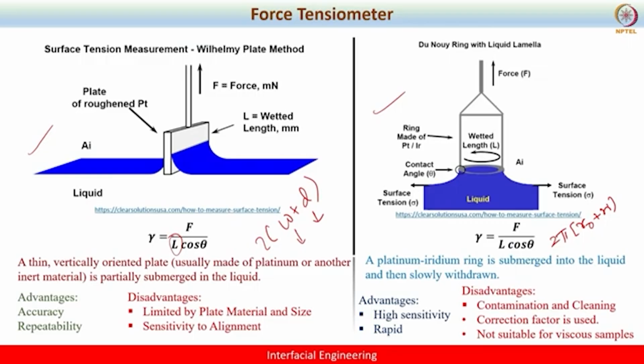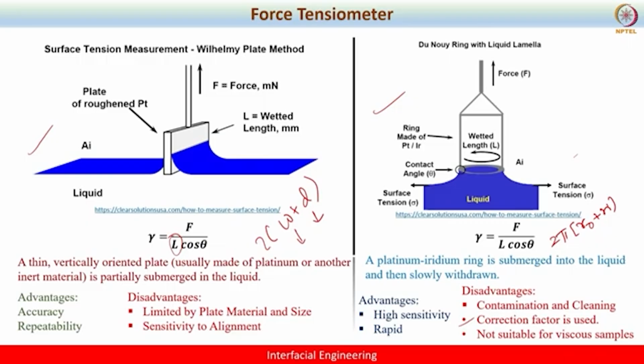So that is exactly what you have to do. Sometimes the Du Noüy ring uses a correction factor. If the ring that is employed is too finite, then one would have to use the correction factor. That could be one of the disadvantages in the case of the Du Noüy ring. Otherwise, both methods are complementary. Both can complement each other. Both methods are widely used.